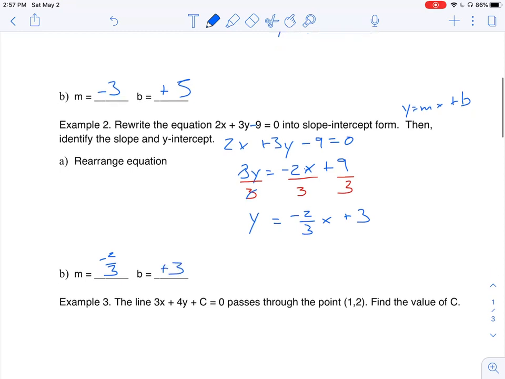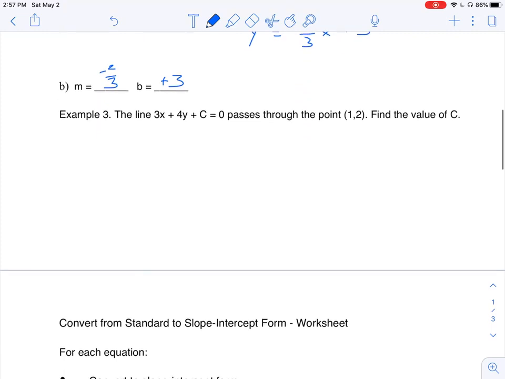The third example we're going to see, the line 3x plus 4y plus c equals 0, and it passes through the point 1, 2. Find the value of c. If we were to go ahead and approach this just like we did the questions above, we wouldn't really get anywhere because we don't have a c value. We need to have a c value before rearranging the equation.